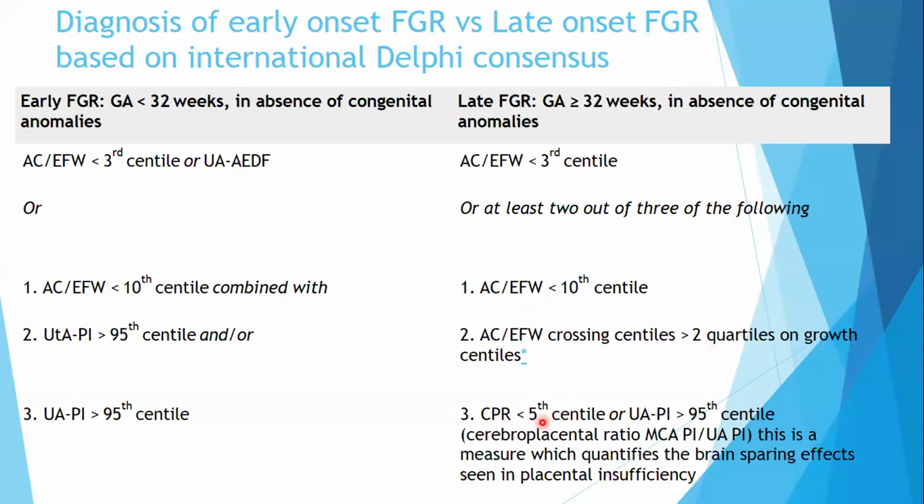We can also look at the CPR. The CPR basically means cerebroplacental ratio, which means the middle cerebral artery PI divided by the umbilical artery PI. And if this is less than the 5th centile, then this also shows that this baby has late onset fetal growth restriction. It is basically measuring and quantifying the brain sparing effects seen in placental insufficiency.